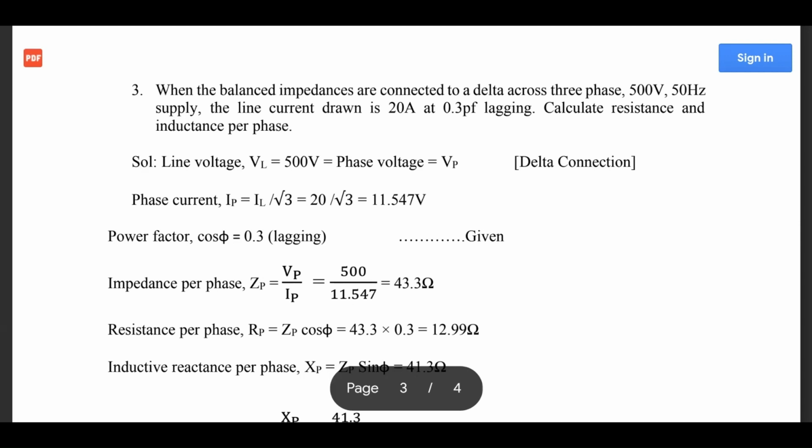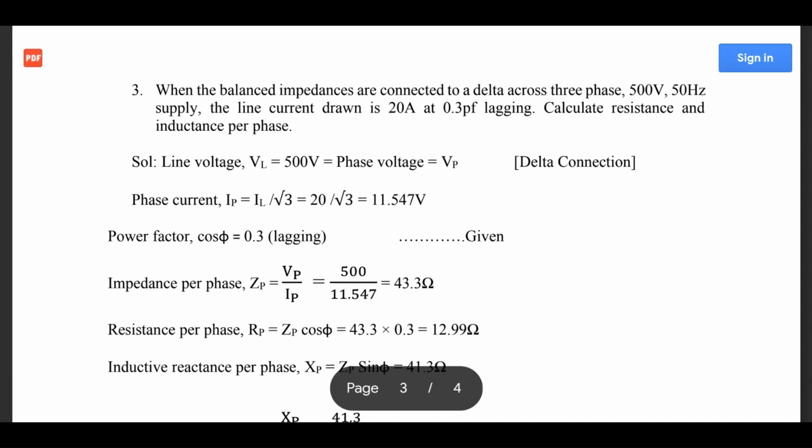So next part is to calculate the phase current. Ip is equal to IL by root 3, and the line current is given as 20 amperes. So dividing by root 3 we get the phase current as 11.547. Power factor is given as 0.3 lagging, and since it is between 0 and 1, it is the RL load.